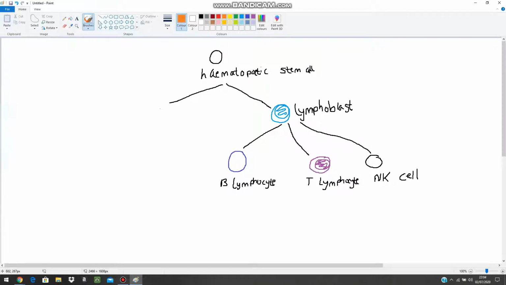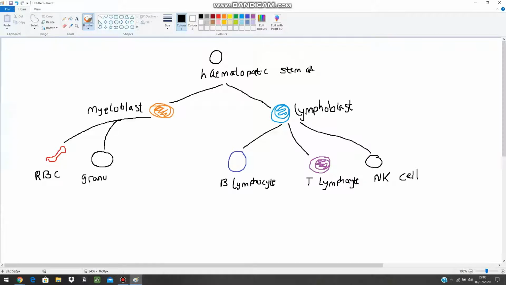We may also have the cell going down the myeloid route, where it becomes a myeloblast, myelo referring to the lineage, blast referring to its immature nature. And here it may further differentiate to go on to form the red blood cell, which carries hemoglobin and oxygen around our body. It may go on to form the granulocytes, which include the cells responsible as the first line of defense in our acute immune response, such as the first responders, like the neutrophils.